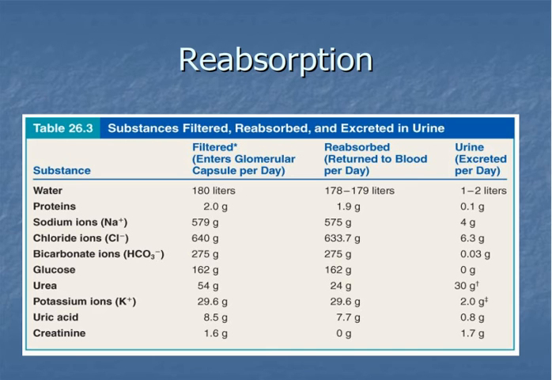Creatinine is important because it's something that's normally not reabsorbed at all. And so we can use creatinine to estimate the glomerular filtration rate. And we'll talk about that in a few slides.